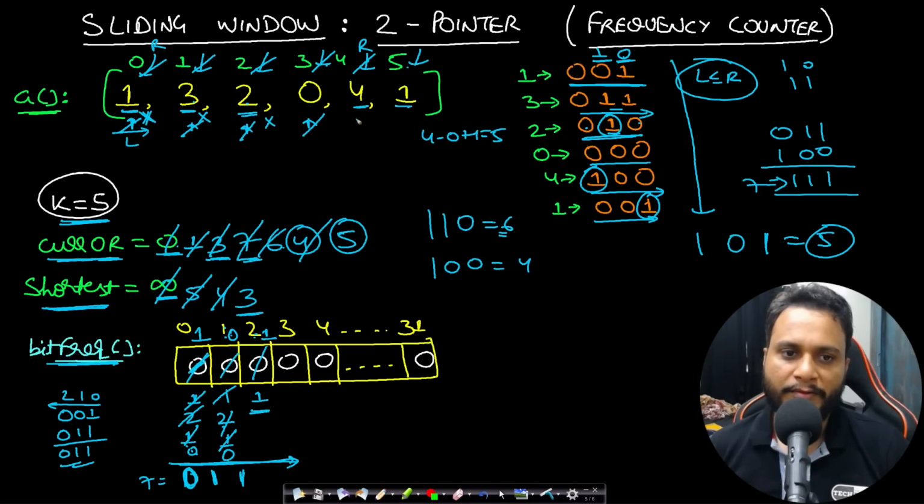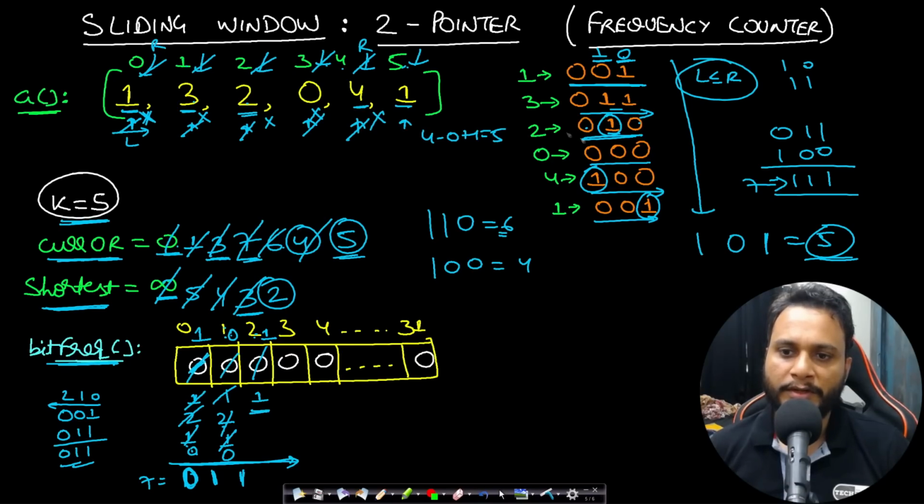Now I will move this left pointer to the right hand side because current OR is greater than equals to k, and 0 will be removed. So 0 do not have any set bit, so it will not affect the bit frequency counter, and I will still have the value 5. Now since we have a value 5 which is greater than equals to the k value, so again we will take the shortest window, which is 5 minus 4 plus 1, so that will be 2, and 2 will be updated here, right?